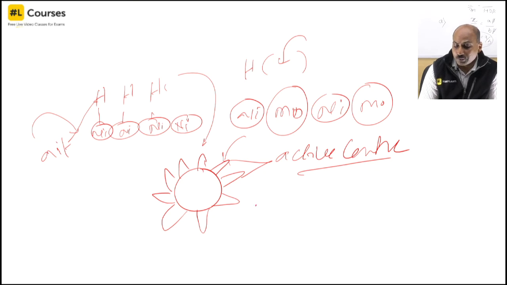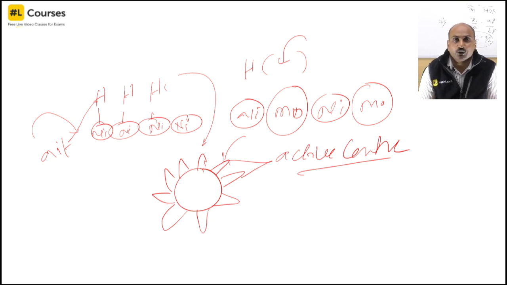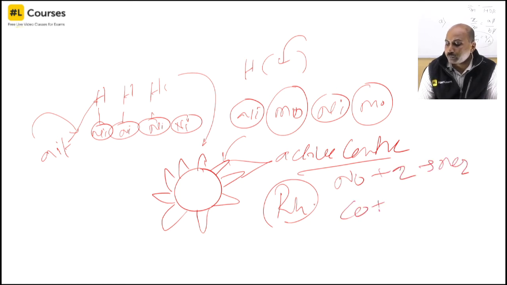Suppose I am doing a petrochemical reaction, or if you think of catalytic converters which are used in your vehicles, they contain rhodium as one of the catalysts, which converts NO to combine with oxygen to give NO2, and CO plus O2 to CO2, because we know that carbon monoxide is very dangerous when compared to carbon dioxide.